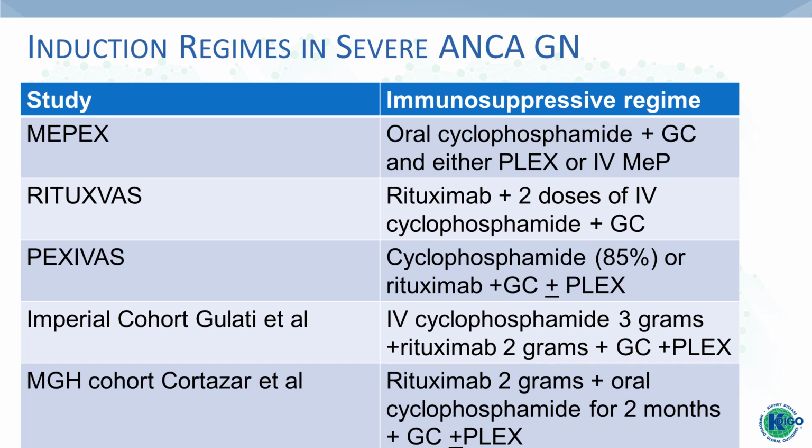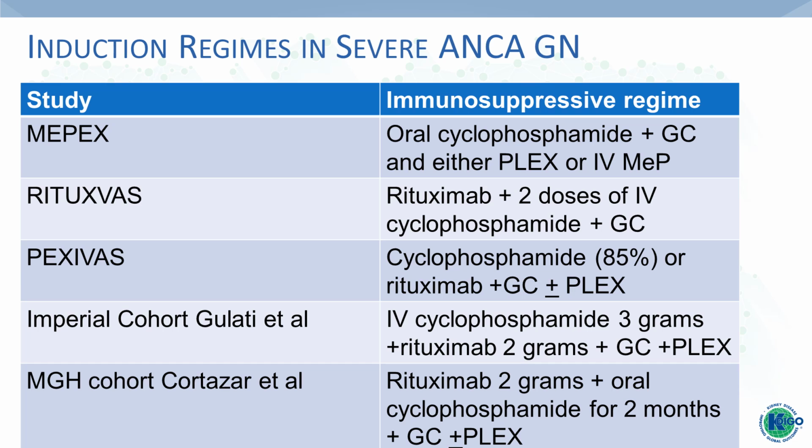And the second trial is the rituximab trial, which had fewer patients, but combined using rituximab with 2 doses of IV cyclophosphamide along with glucocorticoids. And the third trial is the TEXIVAS trial, which used a combination of either cyclophosphamide or rituximab along with reduced or standard dose glucocorticoids with or without Plex. But remember, in TEXIVAS, 85% of the patients were induced with cyclophosphamide.